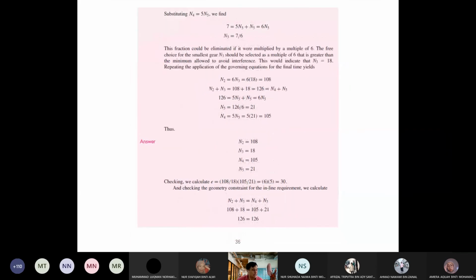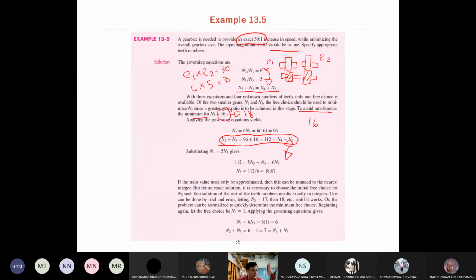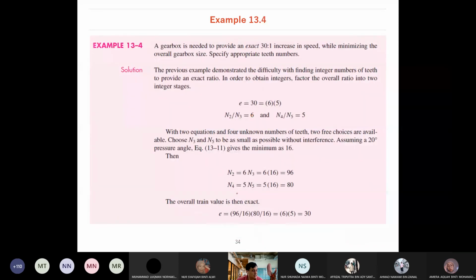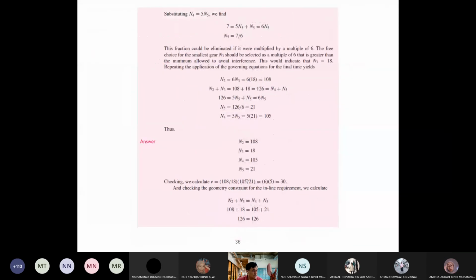Alright. So at the end of the day we got the answer here. Later you look at it again. Okay, any questions? But the most important thing, if you want to check whether it's correct or not, you have to check with this. Sorry, check again. Is N2 plus N3 going to follow N4 and N5, which is 126? So, that is the reverted compounded gear set.